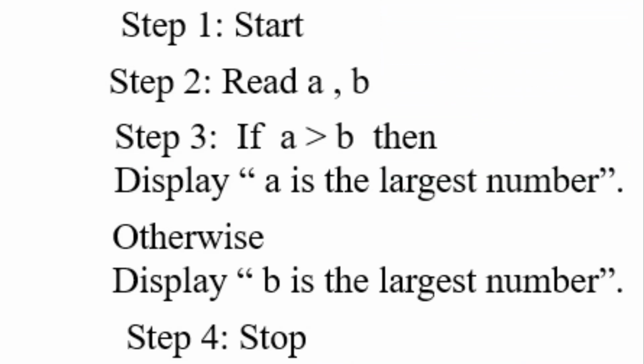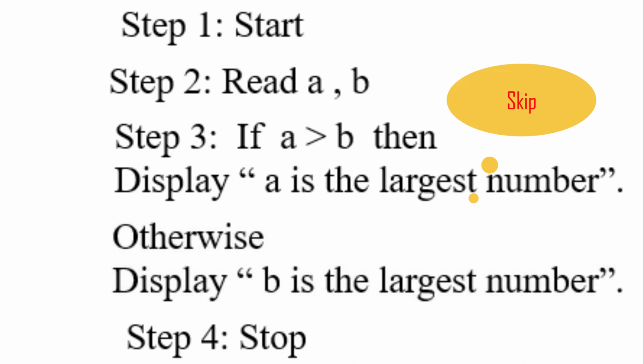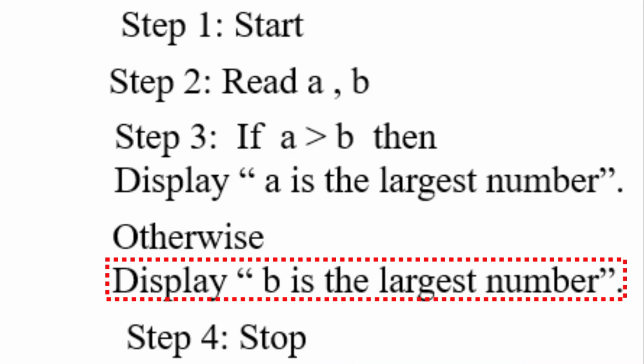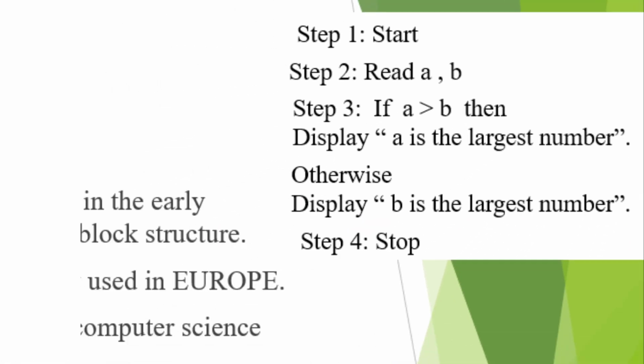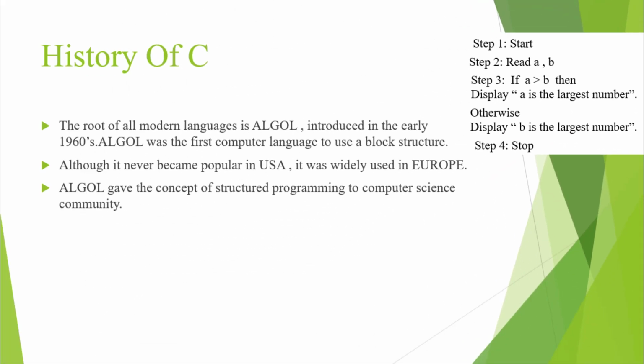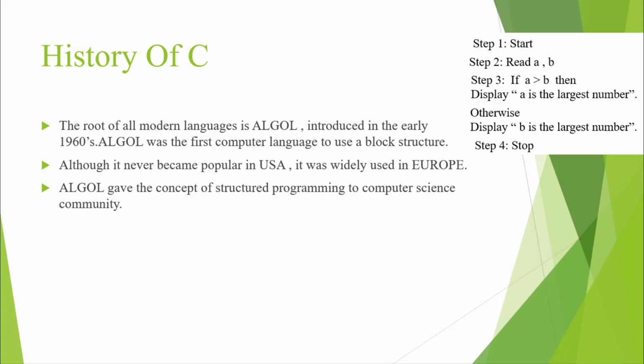In this way you can see if A greater than B simply means you have to display A is the largest number, and you have to simply skip the otherwise section which consists of display B is the largest. Similarly, if the A greater than B condition became false, means B is the largest, that means you have to do only display B is the largest. That's why Algol gave the concept of structured programming to computer science. And Algol simply stands for algorithmic language, in which you write steps, or you can say English instructions, for solving problems.